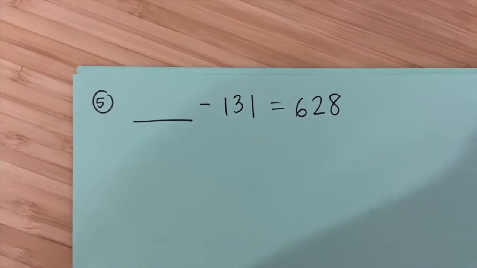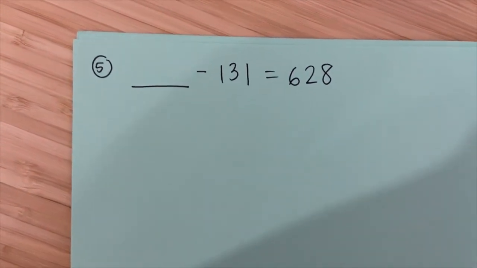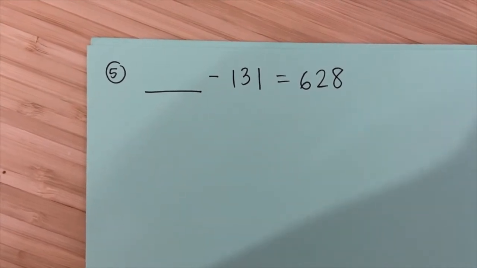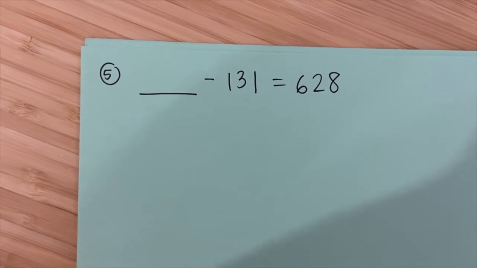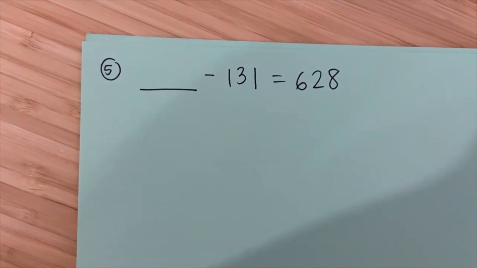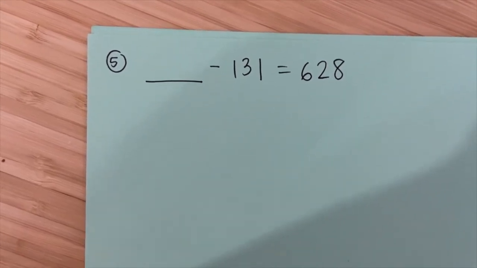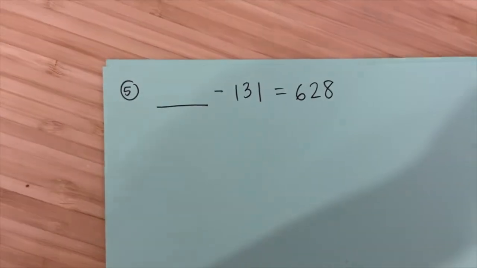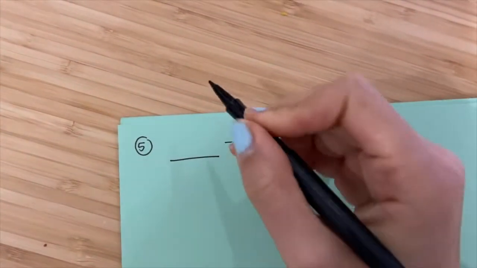Okay, I want you to copy this number sentence on your paper. Watch out, it's a tricky one. Blank, take away 131 equals 628. Don't forget to label first to figure out what you're missing. For this one, we're going to do it together because it's a little bit tricky. So copy this down on your paper, then I'm going to label.